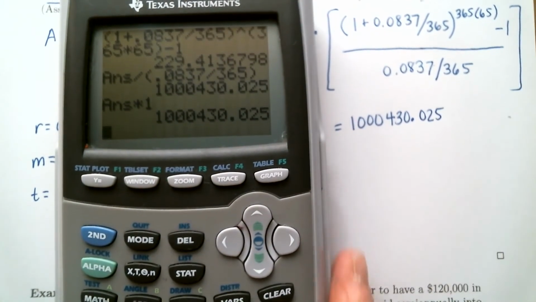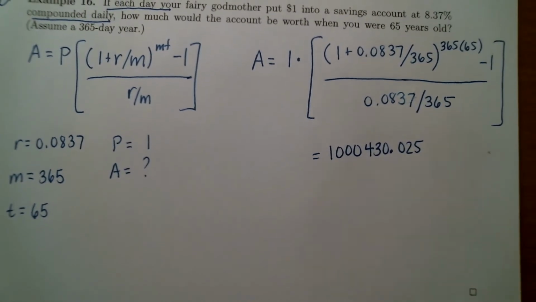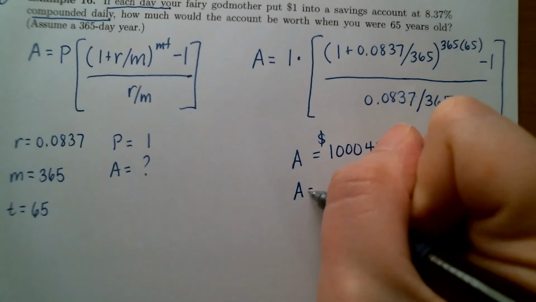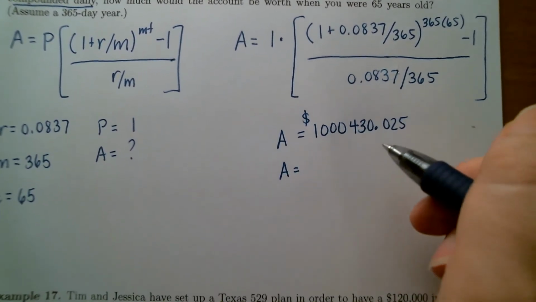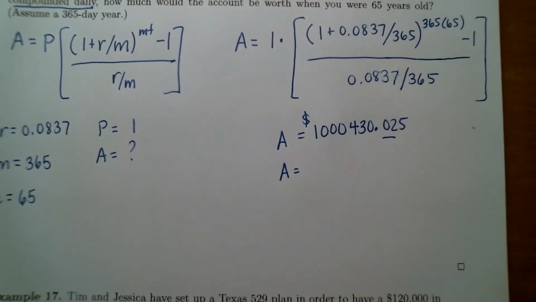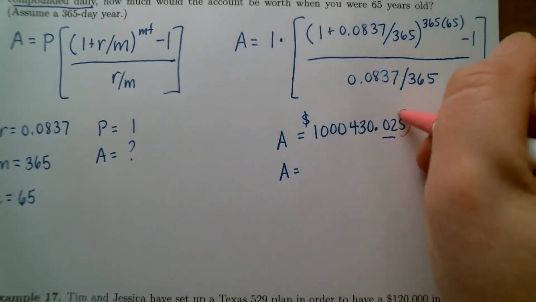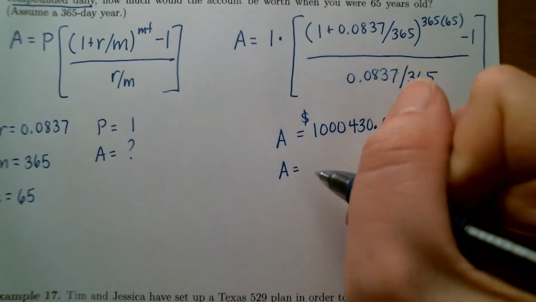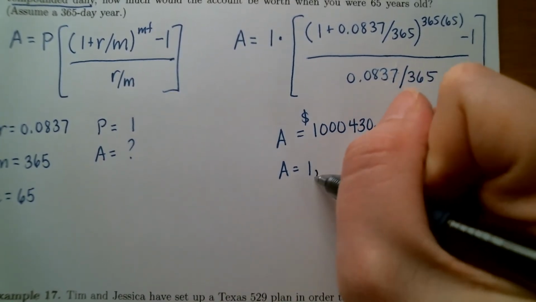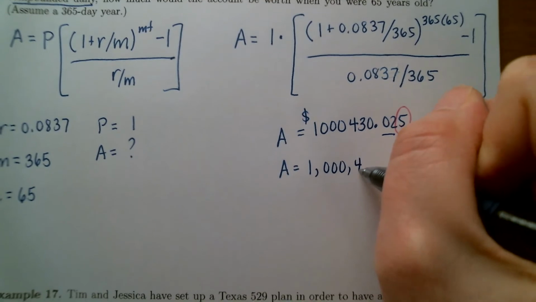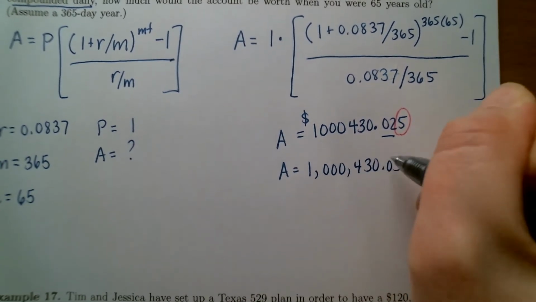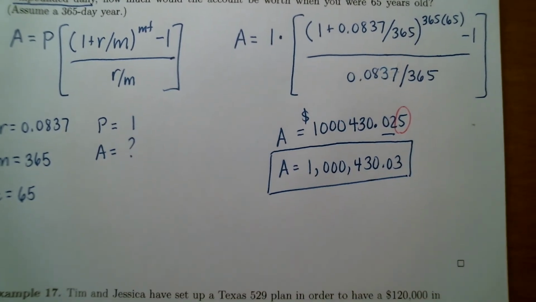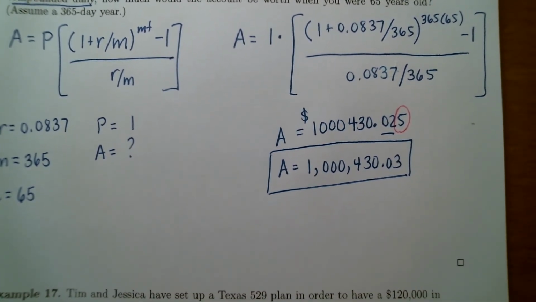So there's the balance. This is going to be in dollars, and we need to round to the nearest cent to state the final answer. So there's 2 cents. We need to look at the number after the 2, so that's a 5. If it's 5, 6, 7, 8, or 9, you need to round up to the next cent. So this is going to be $1,430.03. That's how much is in your account after 65 years. Pretty cool.